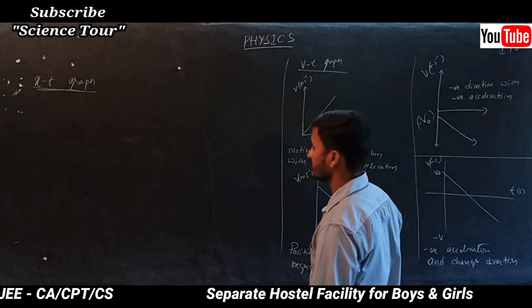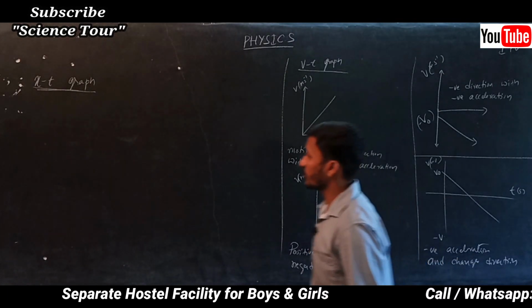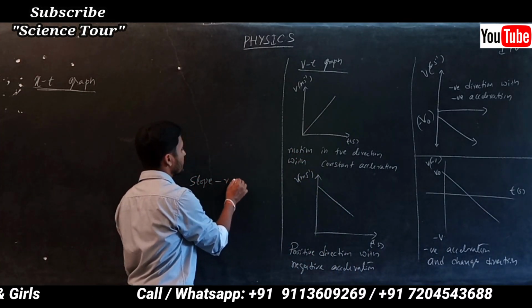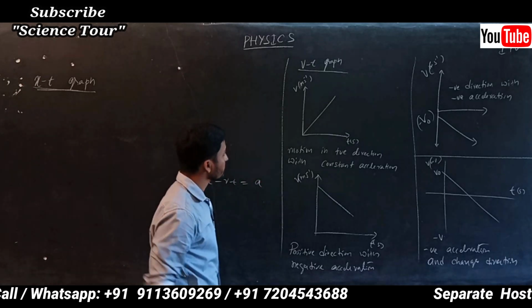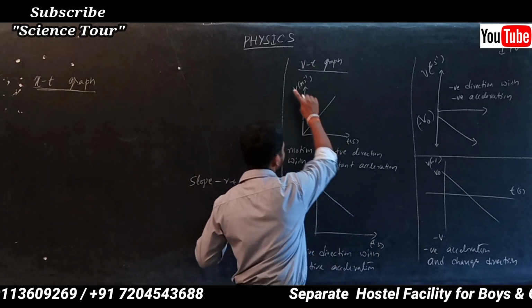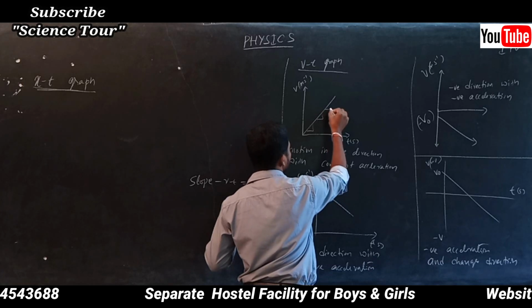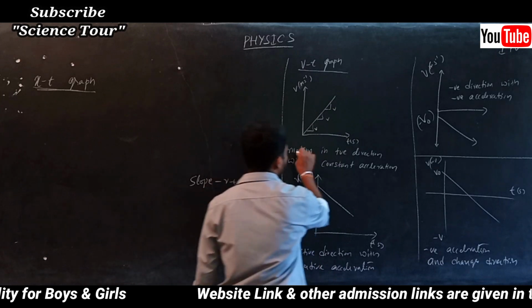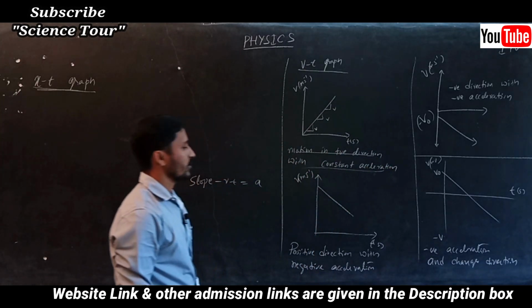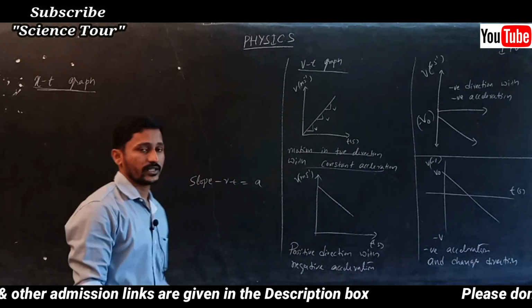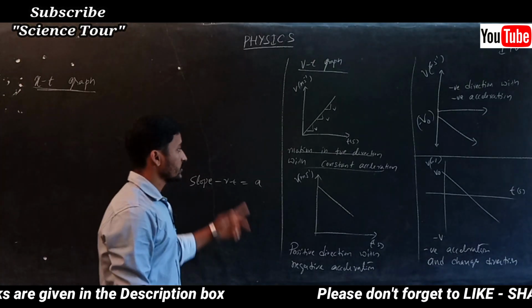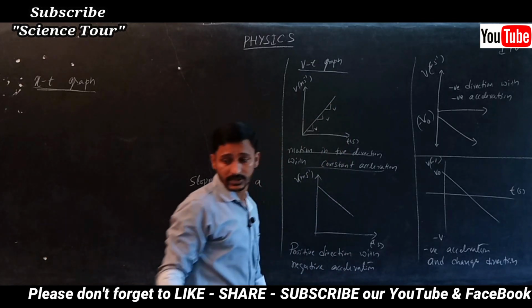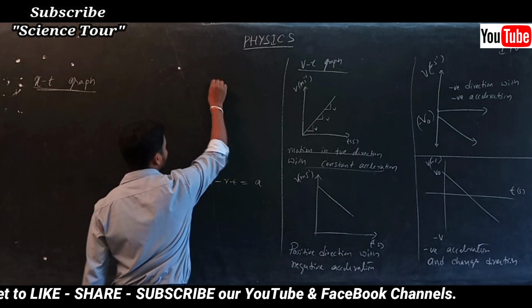Now we were discussing the velocity time graph. What does the slope of the velocity time graph give? The slope of the velocity time graph gives acceleration, no? Here acceleration is constant, so with constant acceleration it is moving, with some different velocity.